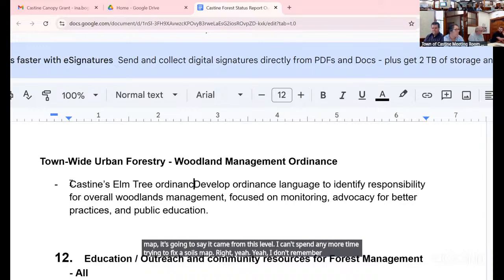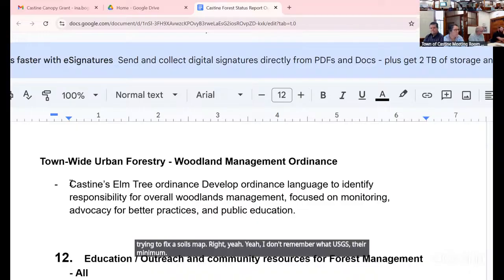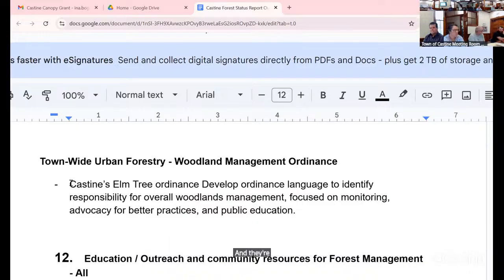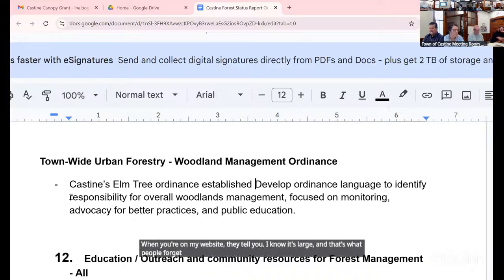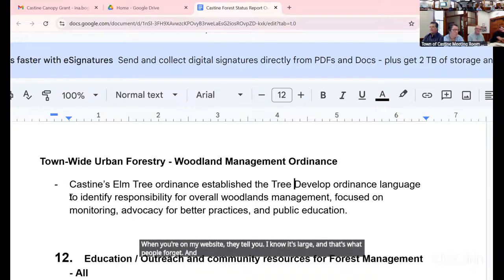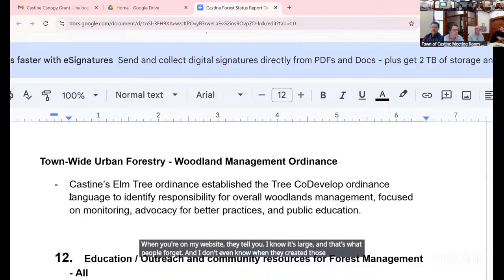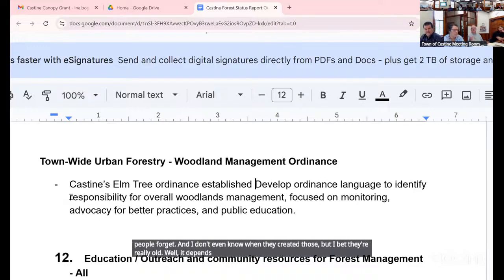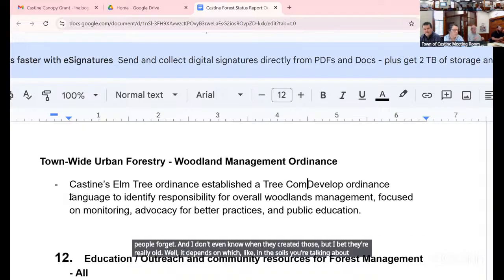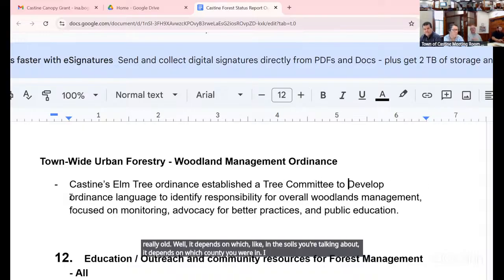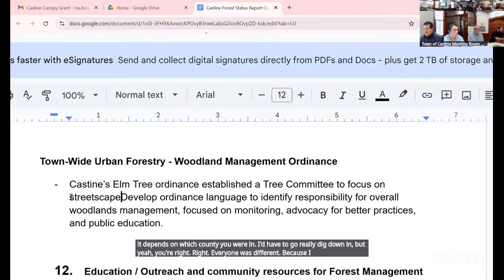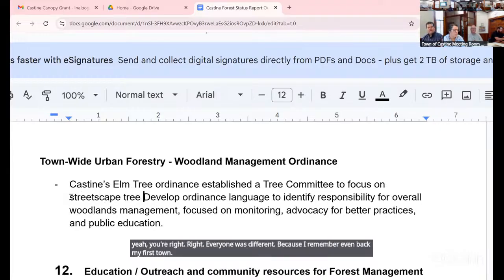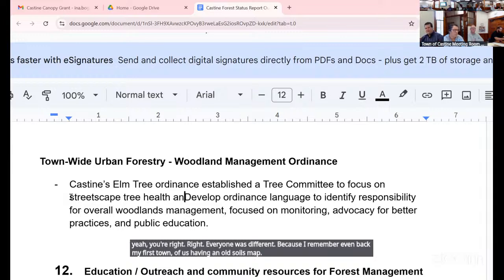I don't remember what USGS's minimum pixel size is. When you're on their website, they tell you, and it's large, and that's what people forget. I don't even know when they created those, but I bet they're really old. Well, it depends on which county you were in. Everyone was different. I remember even back in my first town having an old soils map, the old book that unfolded.